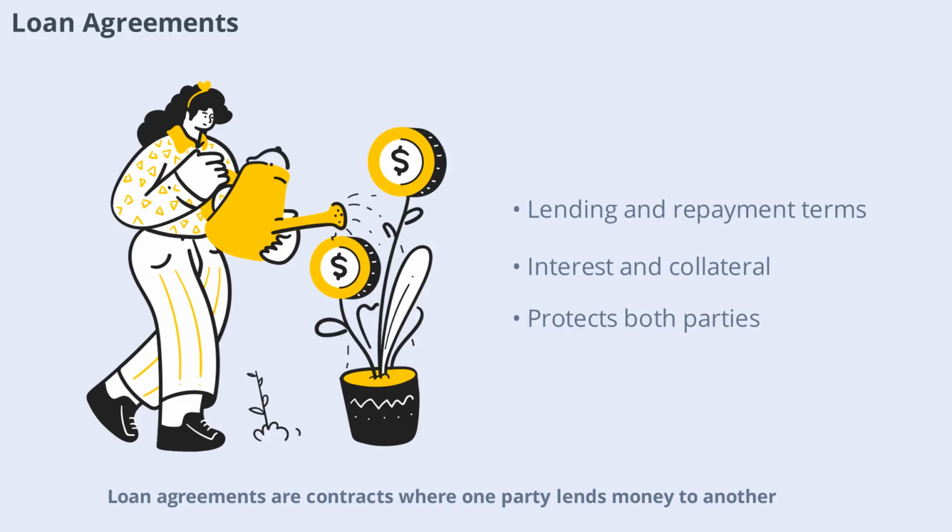Loan agreements are contracts where one party lends money to another with terms for repayment, interest, and collateral. These contracts protect both the lender and borrower by clearly outlining the repayment schedule and consequences for default.